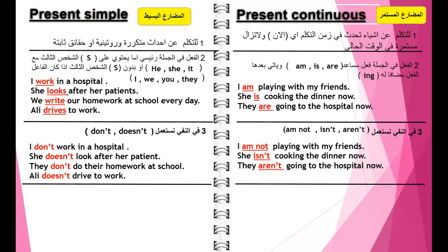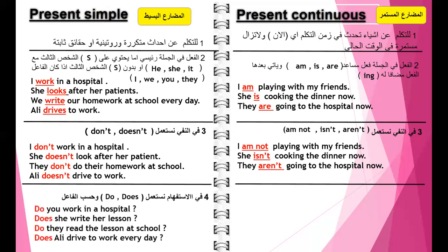For example, I'm not playing with my friends. I'm not. وما يصير نختصر الام مع not ونقول amn't. I'm not playing with my friends. She isn't cooking the dinner now. Or you can say she is not cooking the dinner now. They aren't going to the hospital now. They aren't going. هم لا يذهبون إلى المستشفى الآن. إذن هذه في حالة النيجاتيف. In the present continuous we say am not, is not or isn't, are not or aren't. But in the present simple we negate with don't or doesn't.